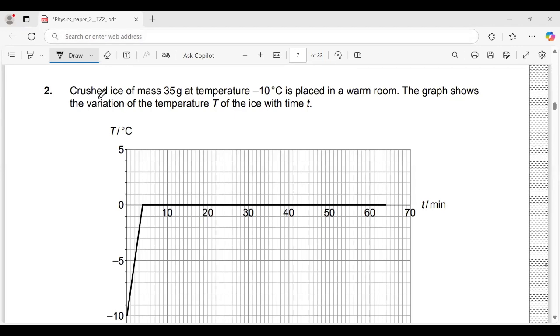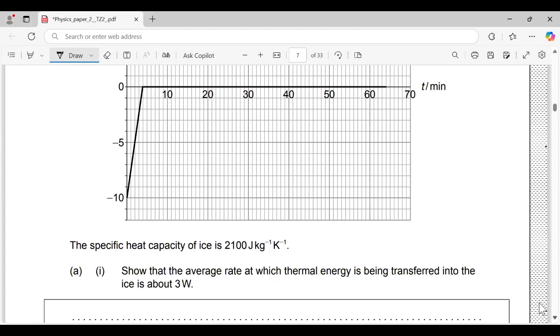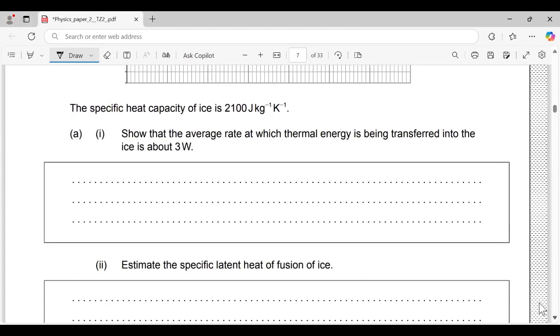Number 2. Cruise ice of mass 35 grams at temperature minus 10 degrees Celsius is placed in a warm room. The graph shows the variations of the temperature T of the ice with time t. This is the graph. The specific heat capacity of ice is 2100 joule per kilogram per Kelvin. Show that the average rate at which thermal energy is being transferred into the ice is about 3 watts.